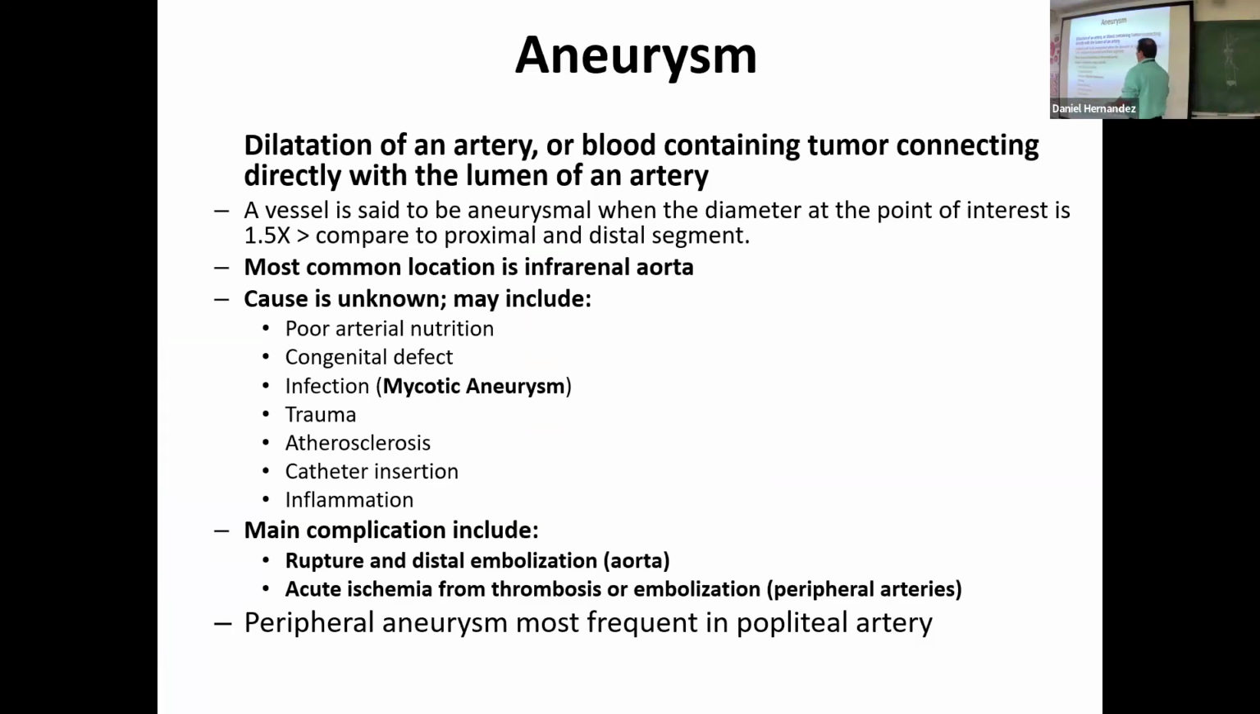So with arteries, another thing that we worry about or we're looking for or concern ourselves with is aneurysm. So aneurysm is defined as dilatation of an artery or a blood-containing tumor connecting directly to the lumen of the artery. So a vessel is said to be aneurysmal when the diameter at the point of interest is 1.5 times greater than that proximal segment and distal segment.